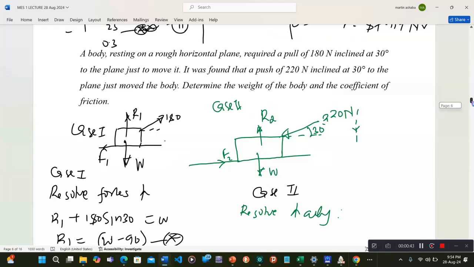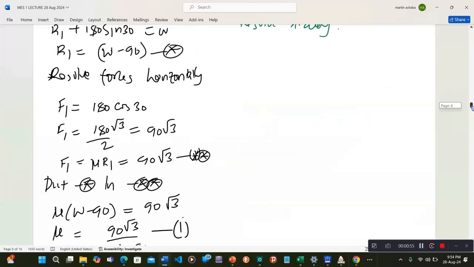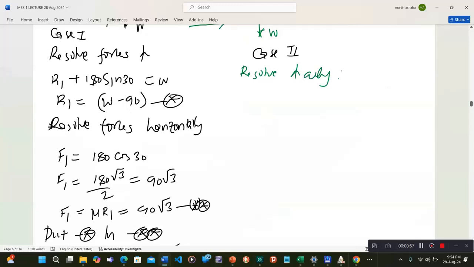Now, resolving vertical forces, I will have R1 plus 180 sine 30 equal to W. And now if I substitute in my values, if I put in the value for sine 30, this will be 180 times a half. So 180 times a half is 90. So I will have R1 plus 90 equal to W. So that's why I'm saying R1 is equal to W minus 90.